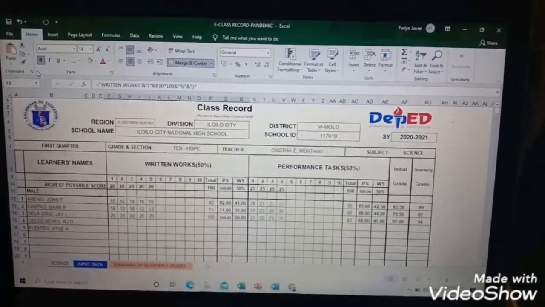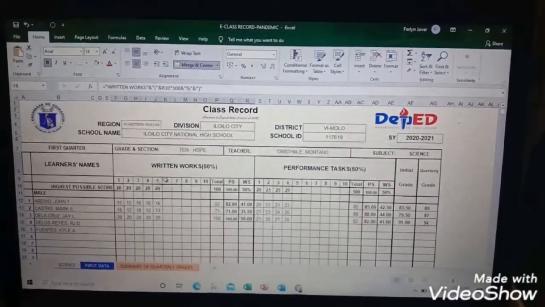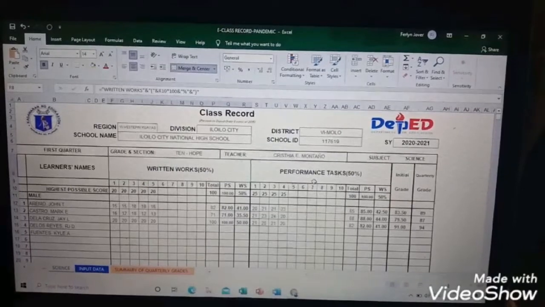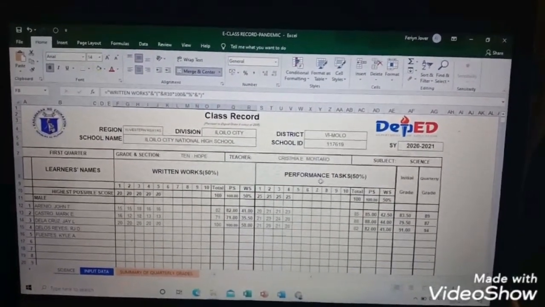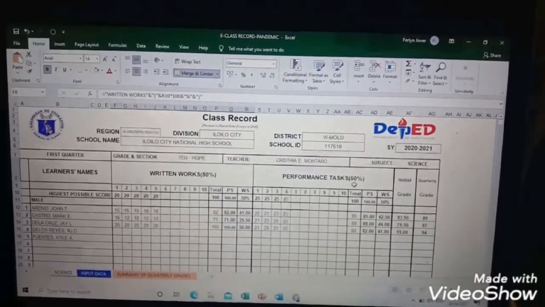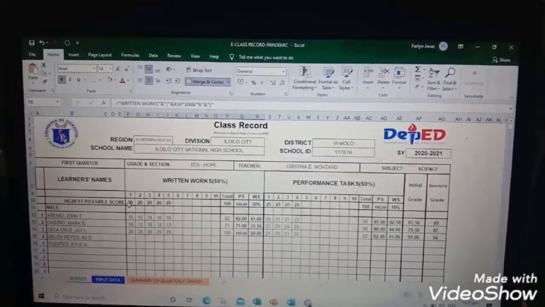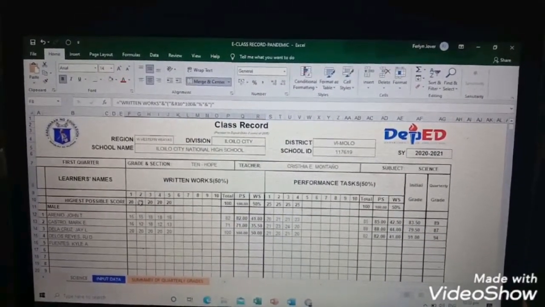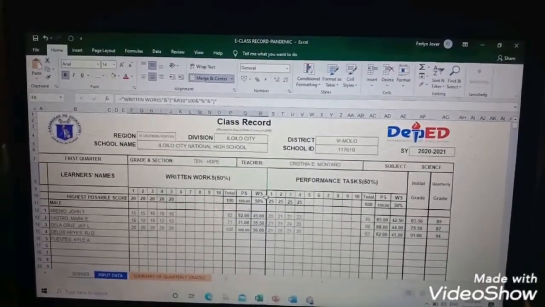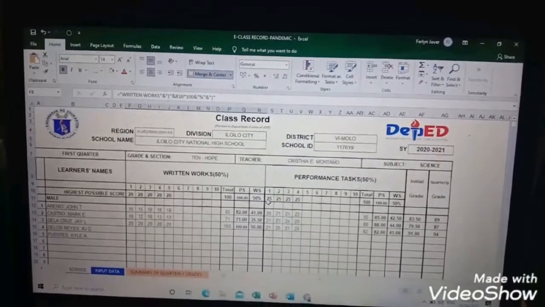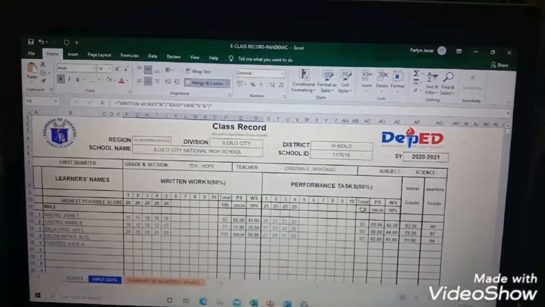We have here the subject of science. There are only two components. First, the written works. Second, the performance task. Written works weighs 50% and the performance task weighs 50%. In written works, the highest possible scores are 20, 20, 20, 20, 20 with a total of 100. In performance task, 25, 25, 25, 25 with a total of 100.